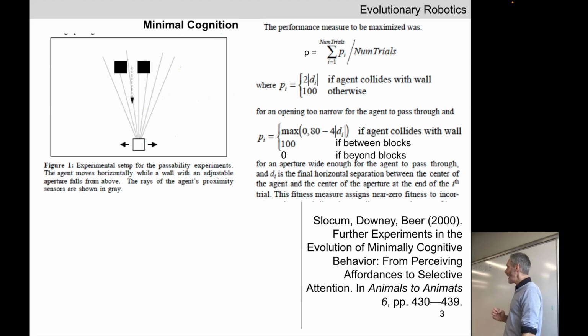Recognize when it can go through the gap and when it can't. It has no language, it can't tell us. It doesn't say passable or impassable. How do we know whether it correctly recognized or not? Because it'll do it, right? It's not going to tell us that it's detected the appropriate affordance. It's going to show us through behavior.